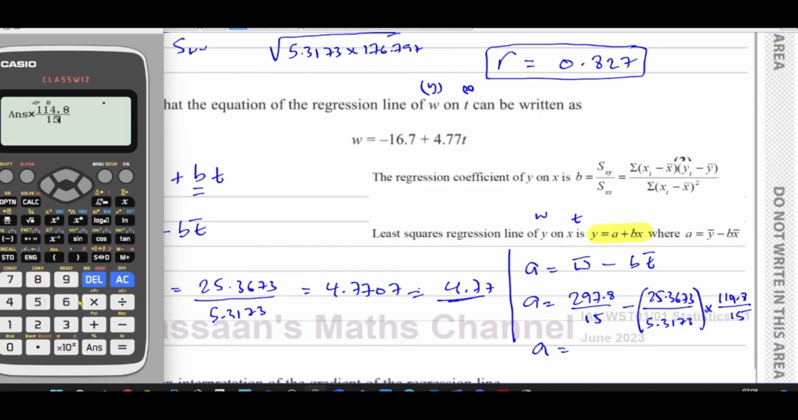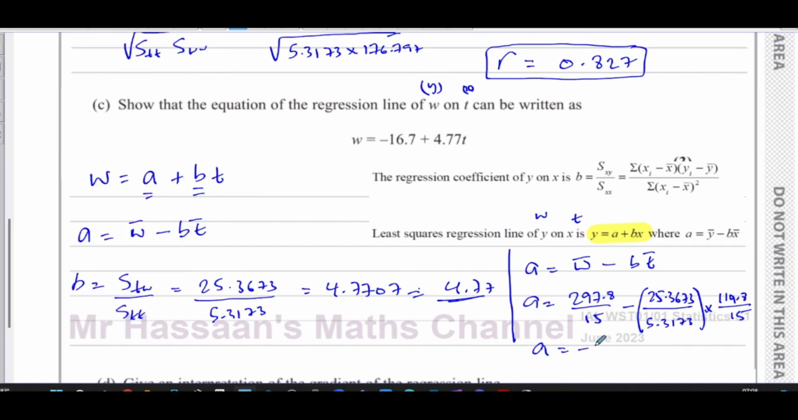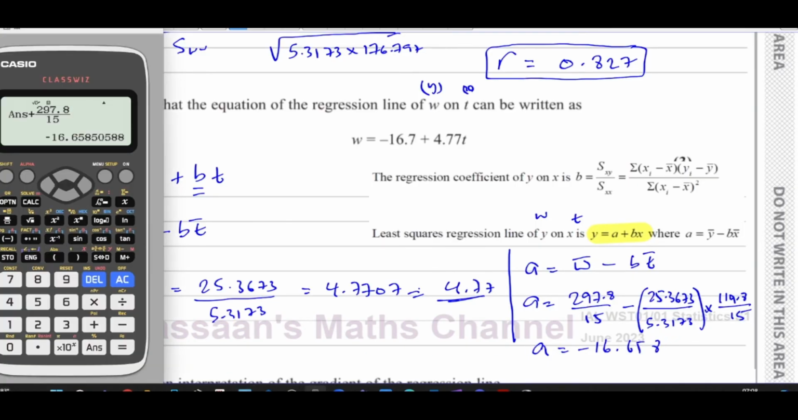Okay, and that has to be negative, because it says minus, and I'm going to add to that the fraction 297.8 over 15, which is the mean of W. And that will give me the value of A, which is negative 16.658.